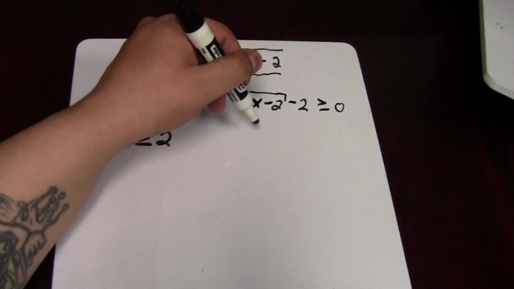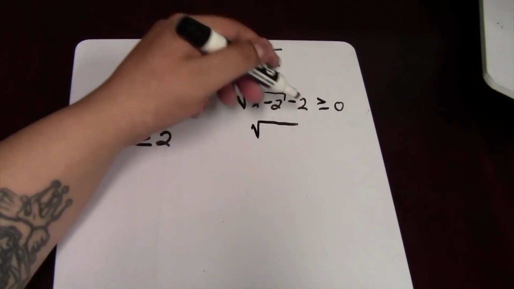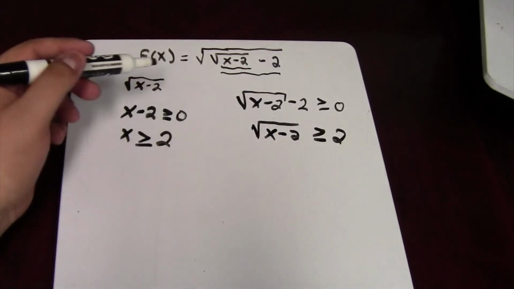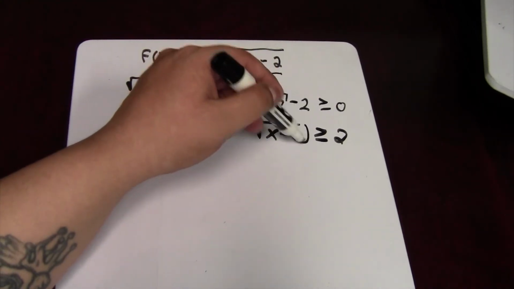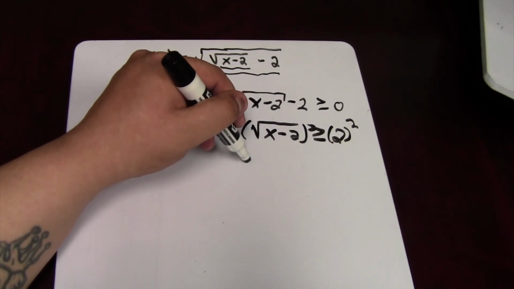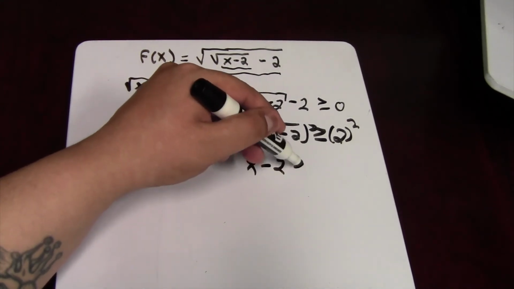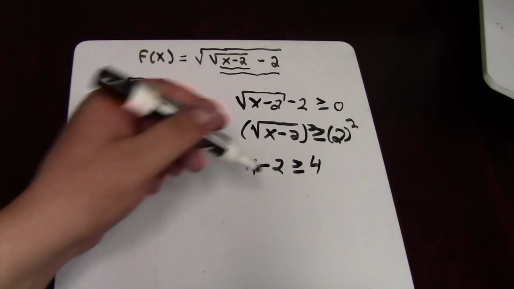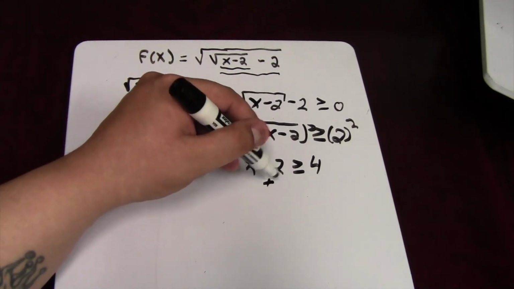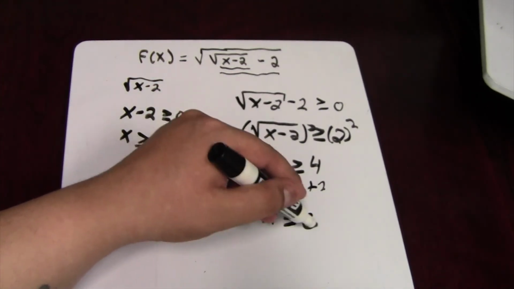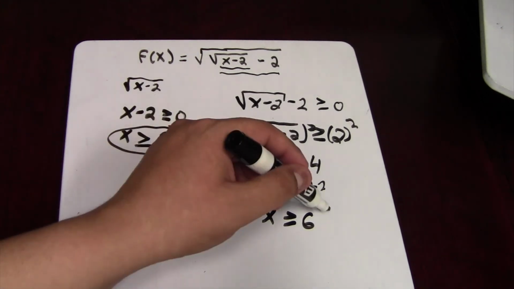Let's move this 2 over. So we move the 2, and let's square both sides here. This would get us x minus 2 needs to be greater than or equal to 4. And if we add 2 to both sides, we would get x needs to be greater than or equal to 6. So we have these two things here.